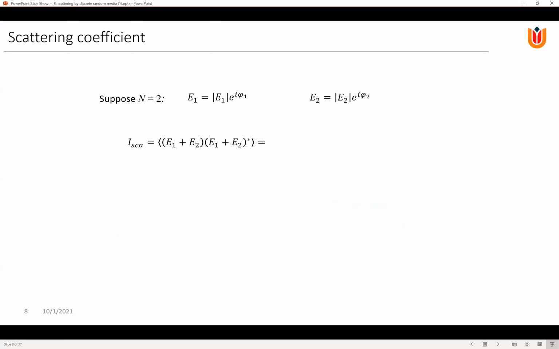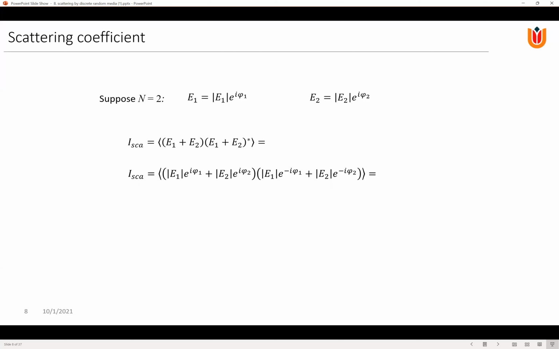So the scattered intensity is going to be the sum of E1 plus E2 times E1 plus E2 conjugated, and then averaged. The star is the conjugate and the bracket is averaging over the response time of the detector. I don't have a mathematical formulation for that, but that is physically what happens. So that is why it is there. So you can then just fill it in.